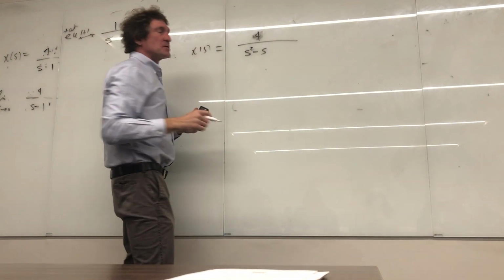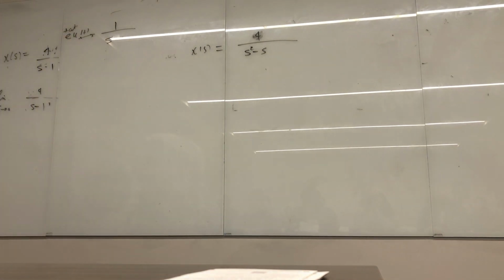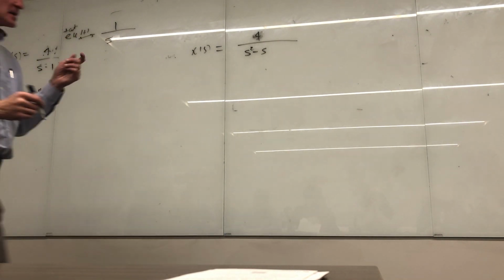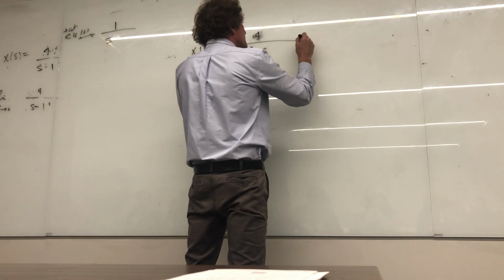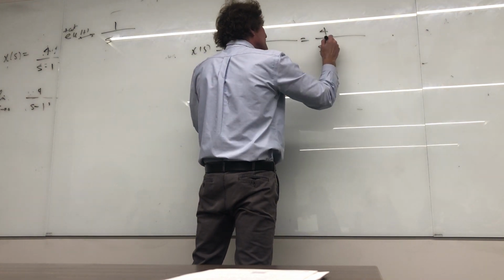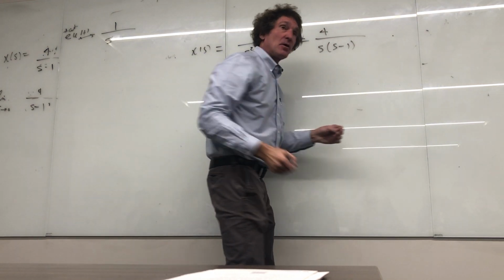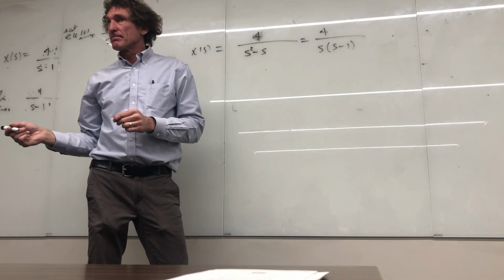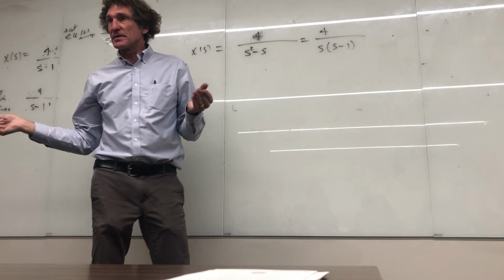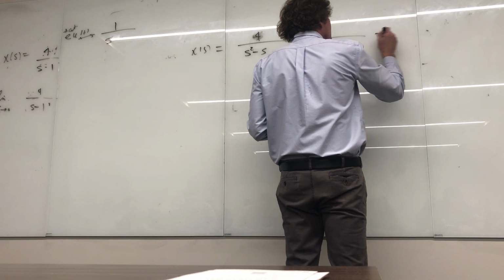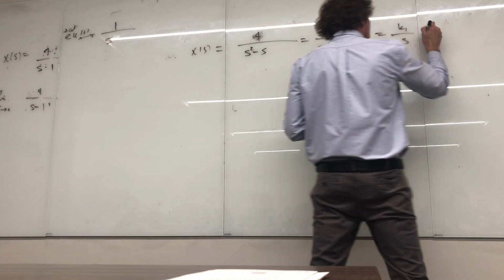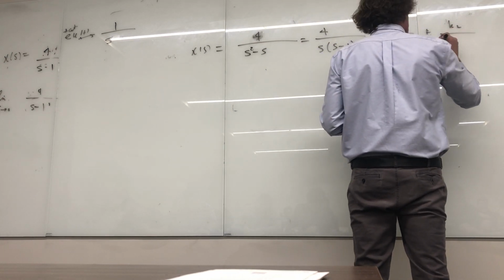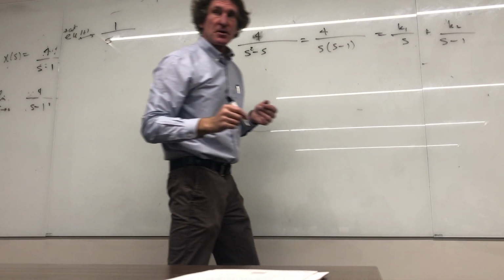So let's first just do the expansion and find out what the Laplace transform is. Then I'll talk my way through the rest. When I take a look at this, I can see this is really equal to 4 over s times s minus 1. You all agree with that? You just factor out s. That's equal to k1 over s plus k2 over s minus 1. These are simple poles. Do you all agree there?